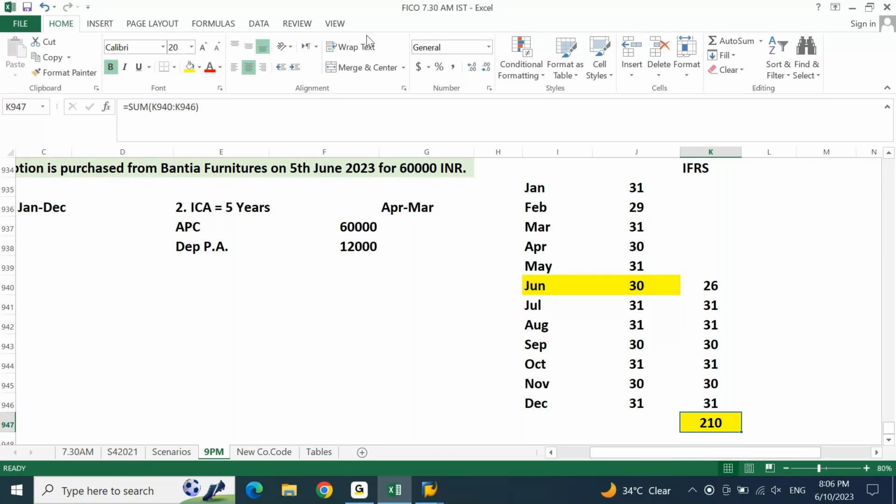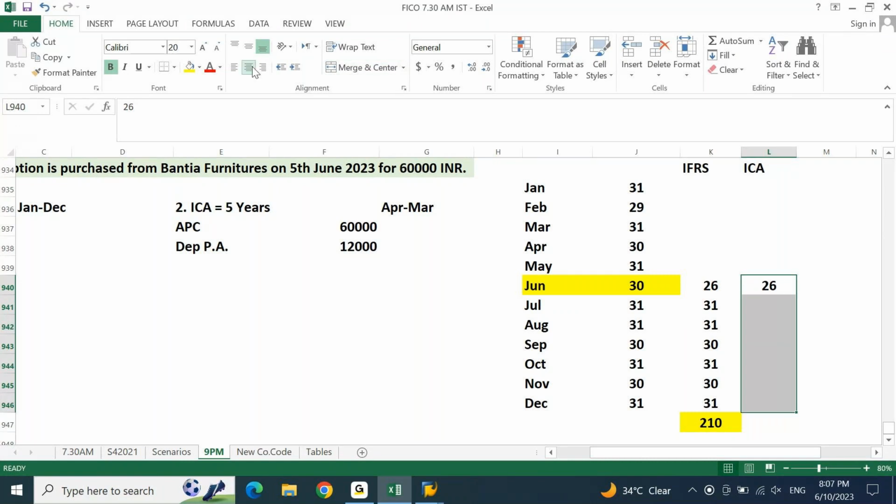Now, next one, if you take Indian Companies Act, according to Indian Companies Act, you are going to start counting from April onwards. So when you're counting from April onwards, you have to count until March, correct? When you're counting from April, you need to count until March. Am I correct? Correct, sir. Yes, sir. Now, this is the same thing here. You purchased in the month of June. You are going to take 26 days. It is not going to change.